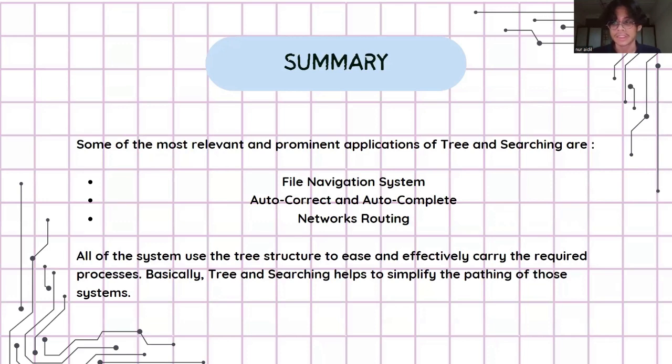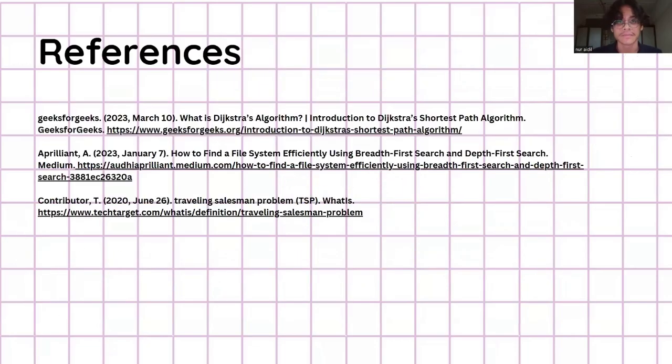In summary, some of the most relevant and prominent applications of tree and searching are file navigation system, autocorrect and autocomplete, and network routing. All of these systems actually use the tree structure to ease and effectively carry out the required process. Basically, tree and searching helps to simplify the pathing for the system to allow it to become more effective and user friendly.